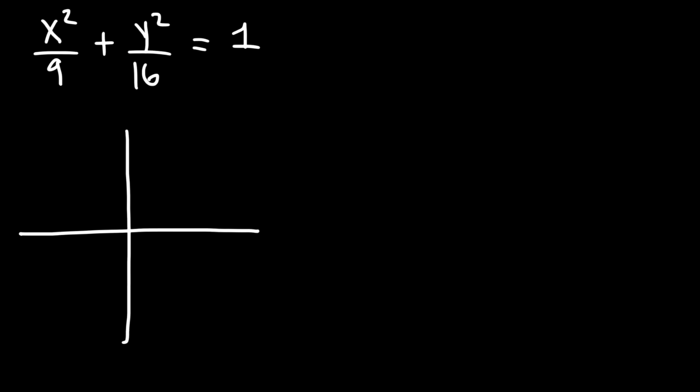A is always larger than B. So if A squared is 16, that means A is 4. And B is the square root of 9, which is 3. And A is under the y variable. So relative to the origin, we need to go up 4 units and down 4 units along the y-axis. So the major vertices are (0, 4) and (0, -4).